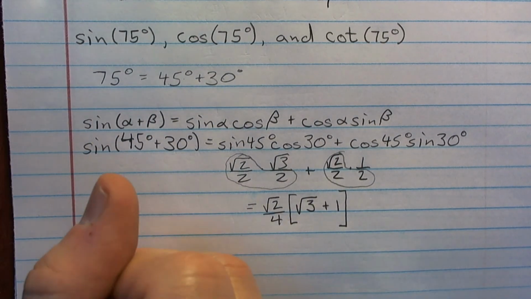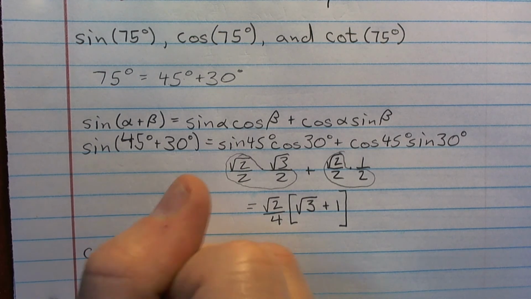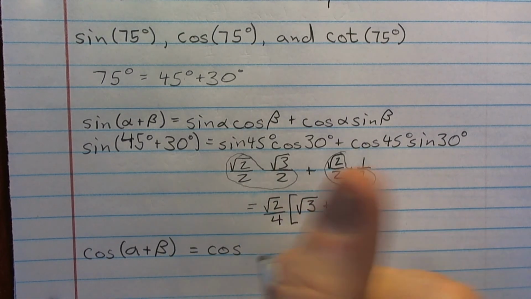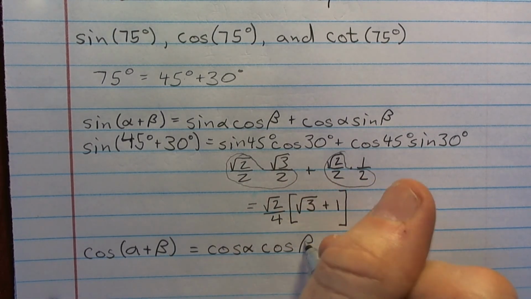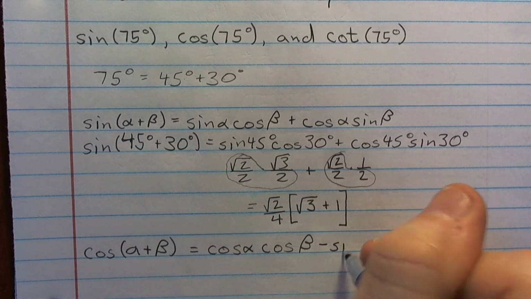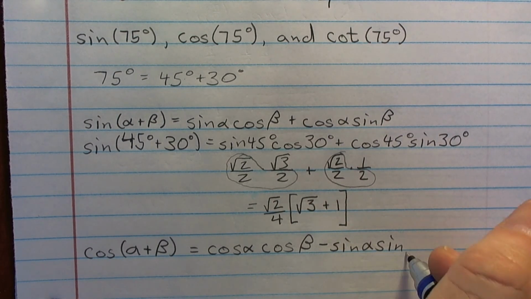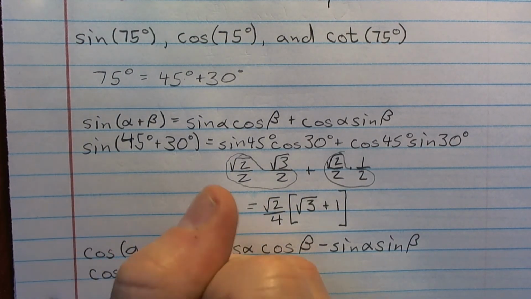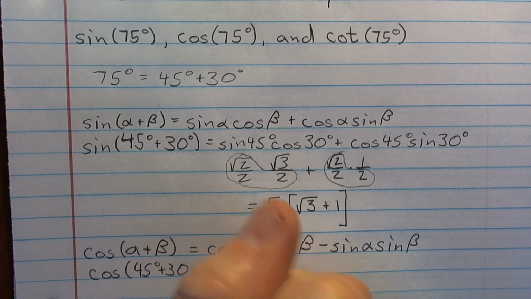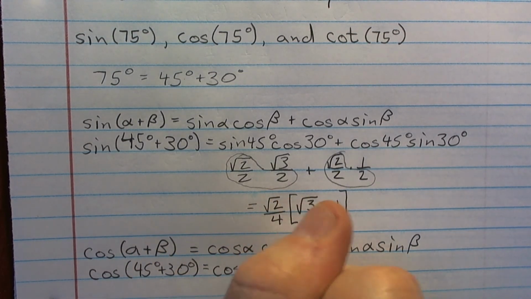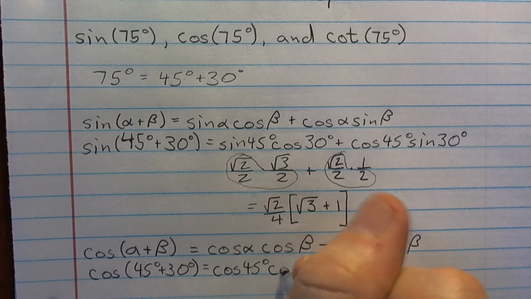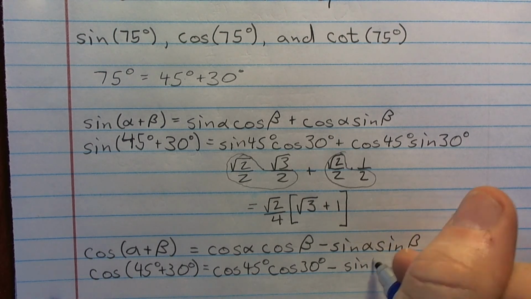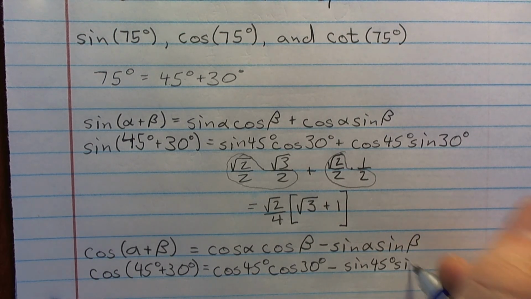Now we can find cosine. Cosine, remember, alpha plus beta, is equal to cosine alpha cosine beta minus sine alpha sine beta. So let's see what we've got now. We've got cosine 45 degrees plus 30 degrees. So that's cosine 45 degrees, cosine 30 degrees, minus sine 45 degrees, sine 30 degrees.